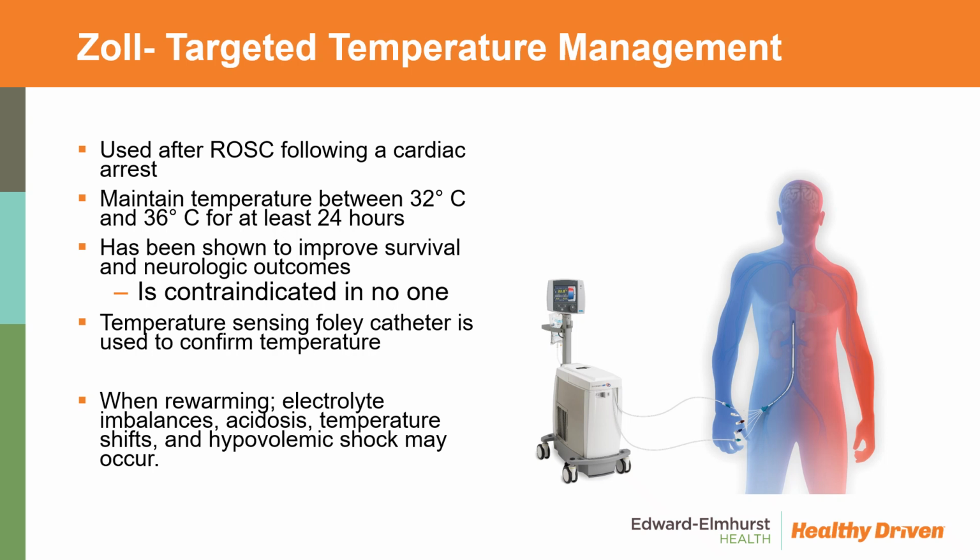Next, we've got our Zoll targeted temperature management, or our cooling catheter. It's used after ROSC following a cardiac arrest. It will maintain temperature between 32 and 36 degrees Celsius for at least 24 hours. Has been shown to improve survival and neurologic outcomes. It's contraindicated in nobody, so anybody can get this. We want to have a temperature sensing Foley to confirm that temperature, and then we're rewarming. Electrolyte imbalances, acidosis, temperature shifts, and hypovolemic shock may occur.